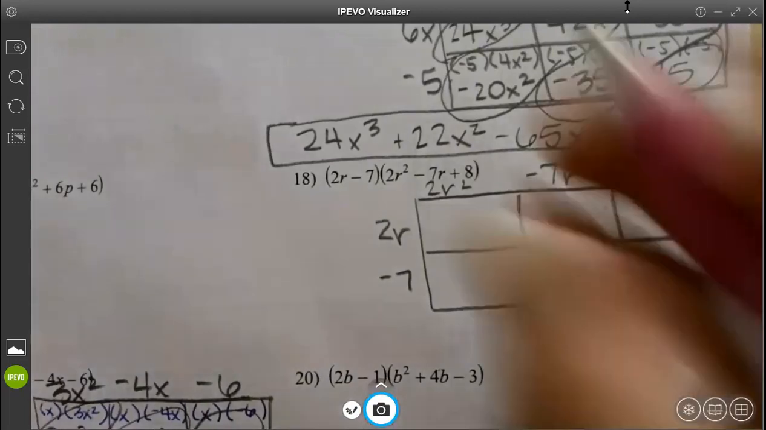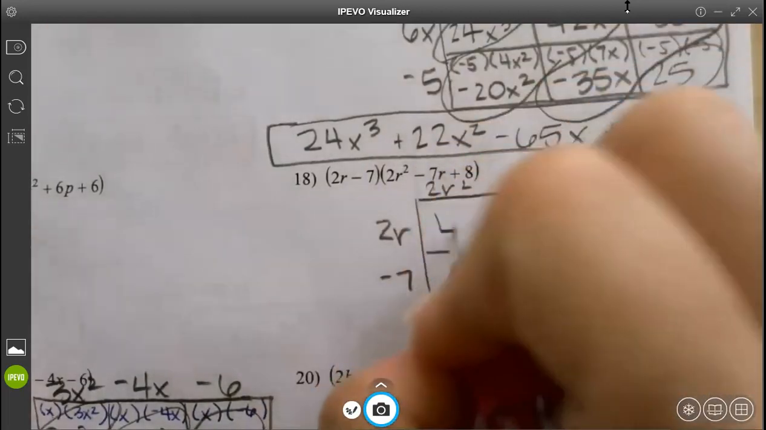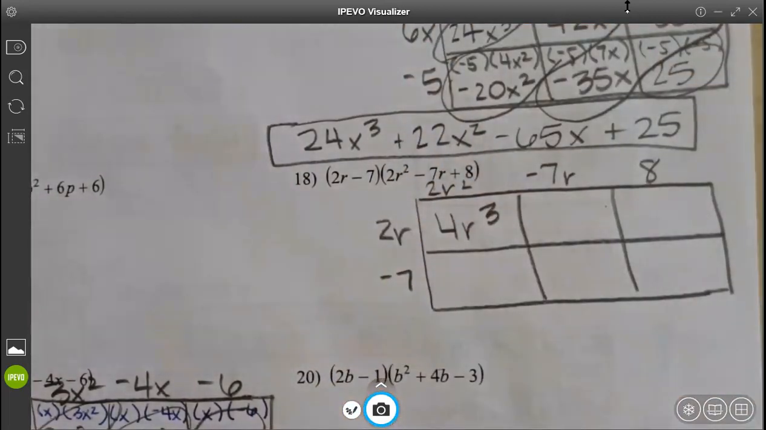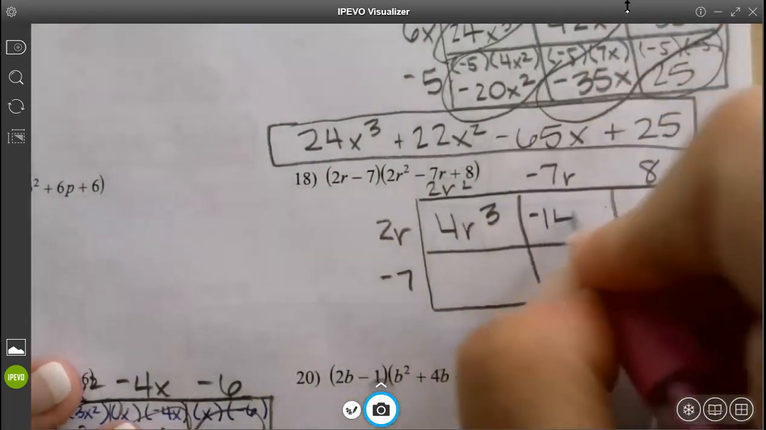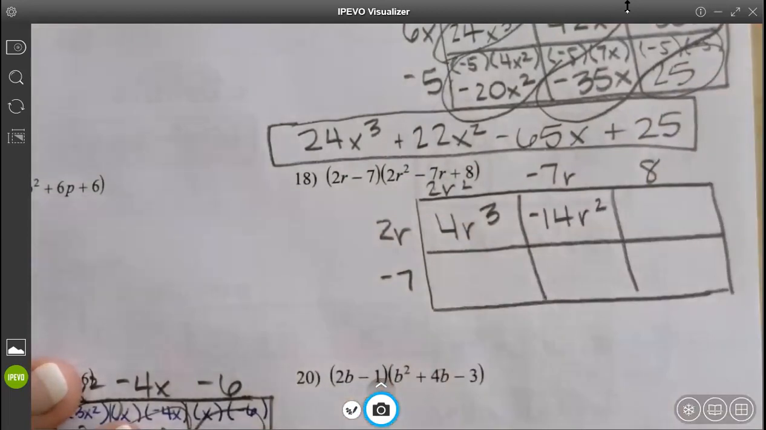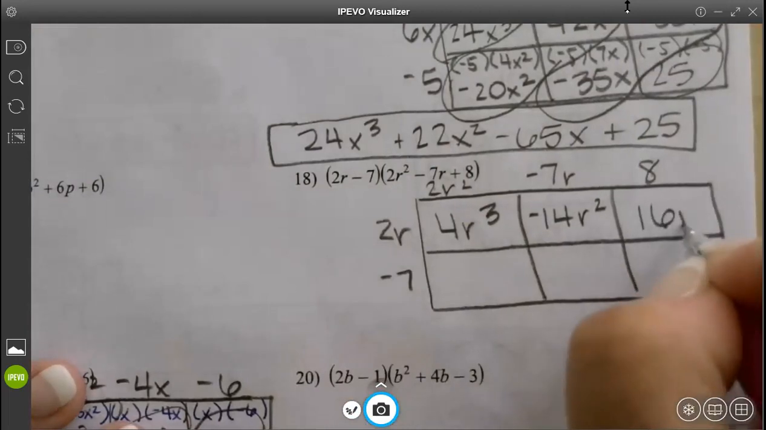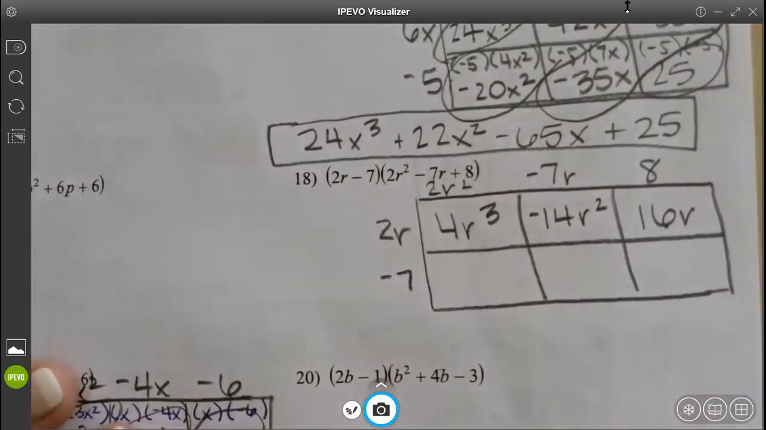In the first box, 2 times 2 is 4, and there are 3 R's. In the next box, 2 times -7 is -14, and there are 2 R's. 2 times 8 is 16, and there's only 1 R.